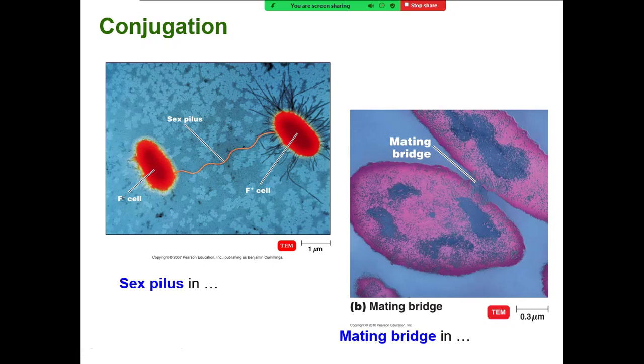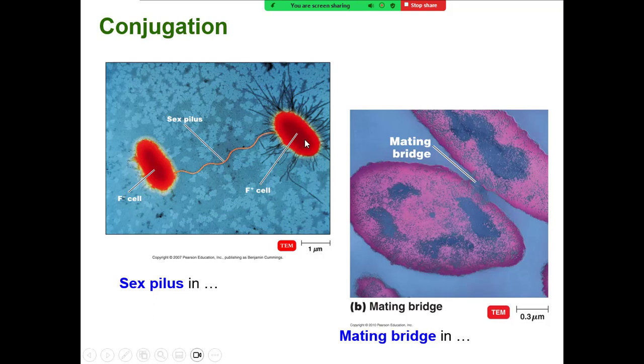And it does happen in gram-positive cells. Any question about that? All right. In gram-negative cells, it happens by this cell, which is an F plus positive cell, meaning F positive cell.